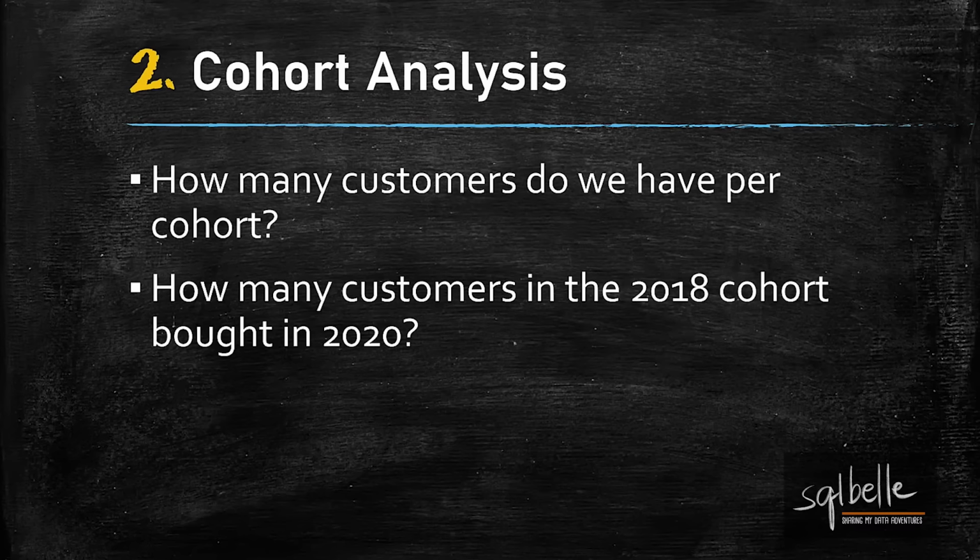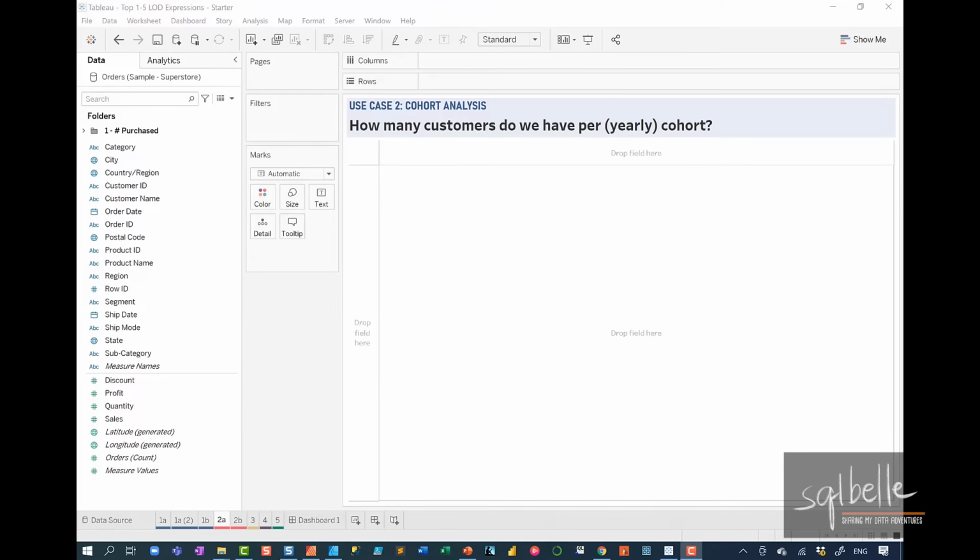So let's answer some of these cohort-related questions using Tableau. First question, how many customers do we have per cohort? And second, how many customers in our 2018 cohort bought in 2020? So for this use case, we want to group our customers based on the first year that they bought from us. So let's bring out the details first so that we can understand what we're working with.